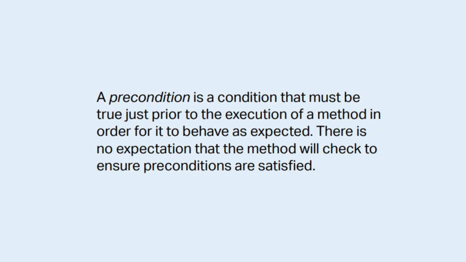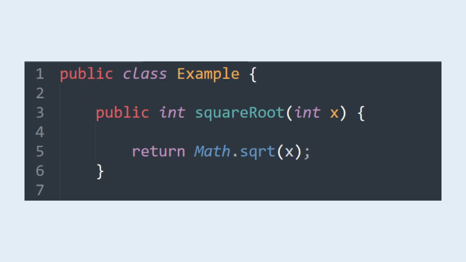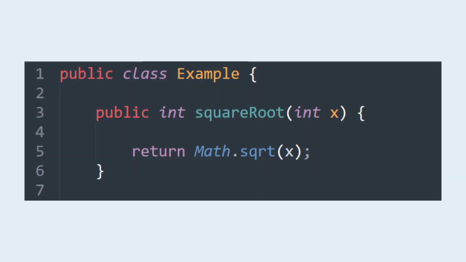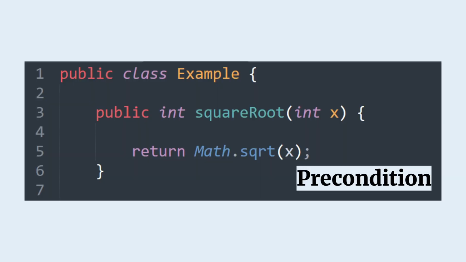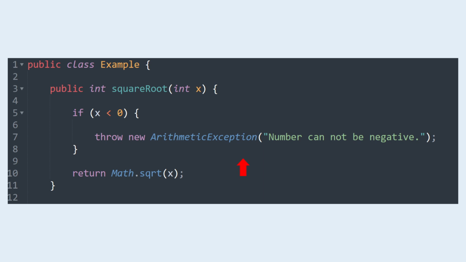A precondition is a condition that must be true just prior to the execution of a method in order for it to behave as expected. There is no expectation that the method will check to ensure preconditions are satisfied. Let's say I set up a method where the user inputs a number and the square root of it is taken. For this method to work correctly, the number given cannot be a negative number due to the rules of the square root. This is the precondition for the method. I can set up a statement checking to make sure the number input isn't negative, but by no means do I have to.